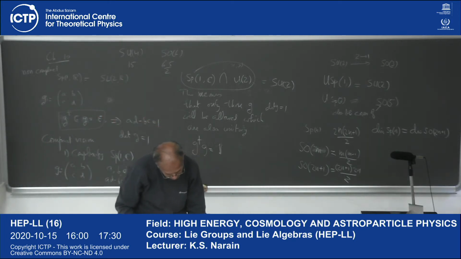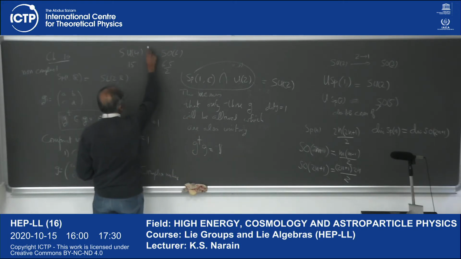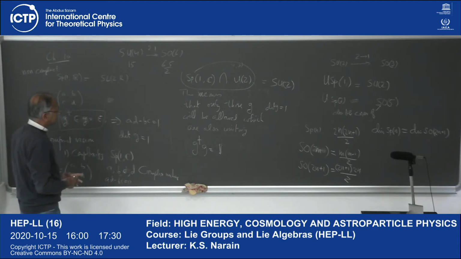So again, SU4 is a double cover of SO6. This is again a 2-to-1 map, but at the level of Lie algebra, it's the same.